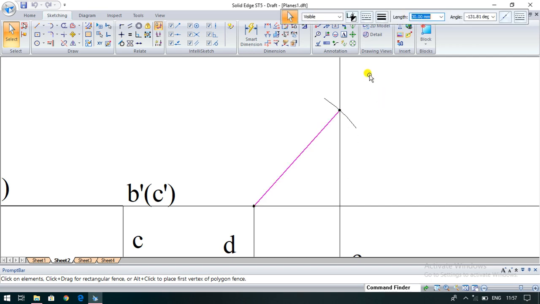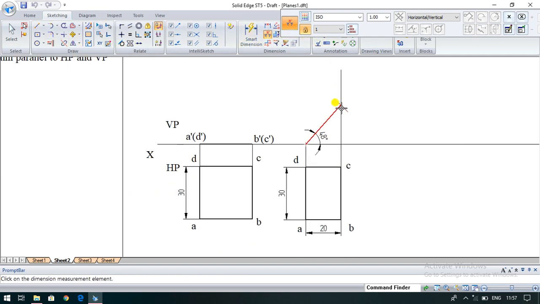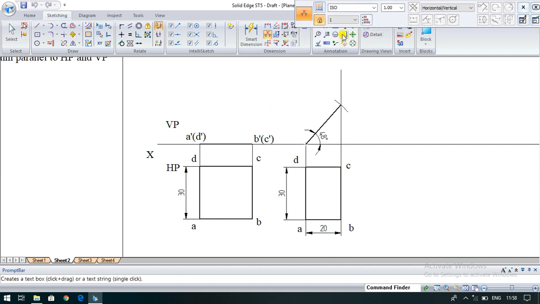Now this is the 30 length, and we have to find the inclination for this one. The inclination to HP is 48. We got the inclination to HP as 48 degree. Now give the namings for that. This is the inclination to HP at 48 degree.